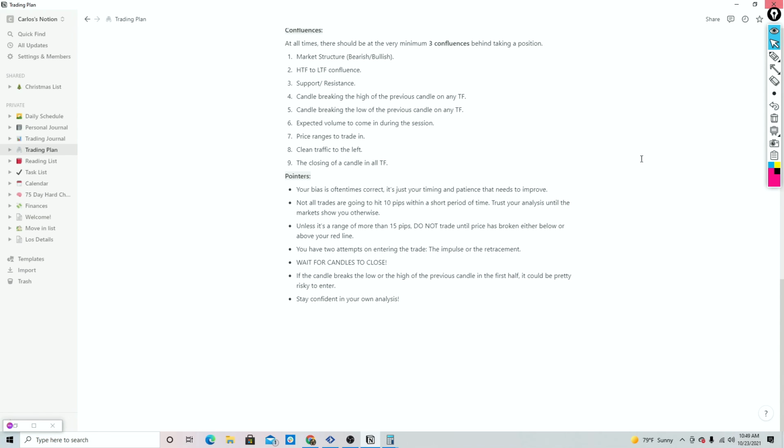Right? So not all trades are going to hit 10 pips within a short period of time. Trust your analysis until the market shows you otherwise. I think I wrote this because GBPJPY and gold are very different in essence. Gold moves really quick. You could get 10 pips on gold in literally 5 seconds. With GBPJPY, it could take 20 minutes, it could take 30 minutes. Sometimes it just depends, really.